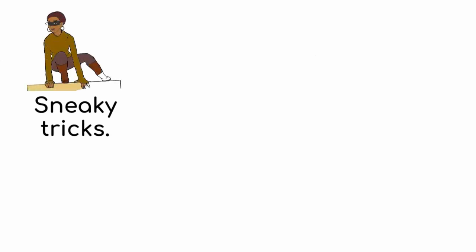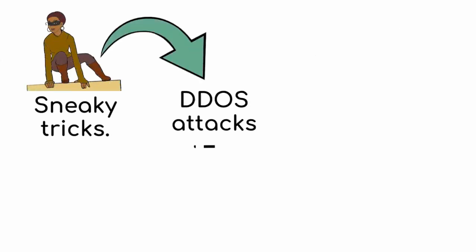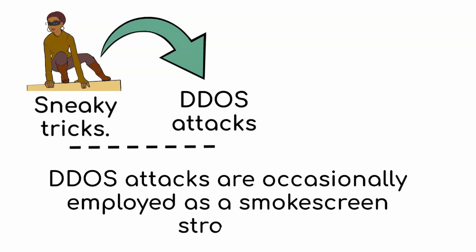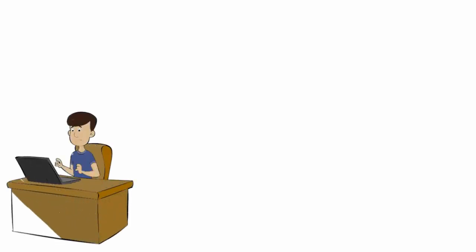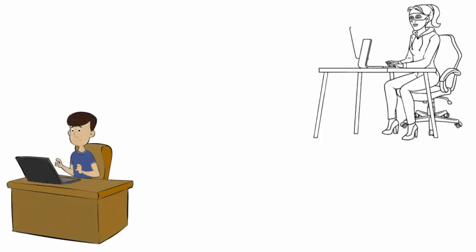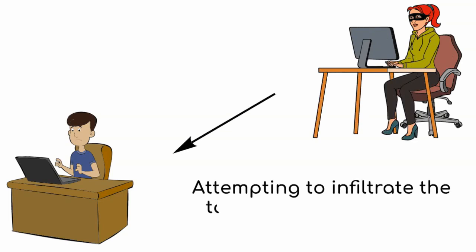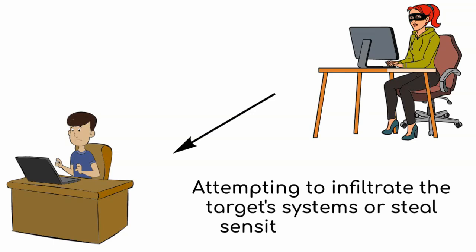But we should never forget about the sneaky tricks. Sometimes the bad guys use DDoS attacks as a sneaky way to do other bad stuff. DDoS attacks are occasionally employed as a smokescreen strategy. While the target is struggling with the attack, cybercriminals may use this chaos to carry out more malicious activities, such as attempting to infiltrate the target's systems or steal sensitive information.